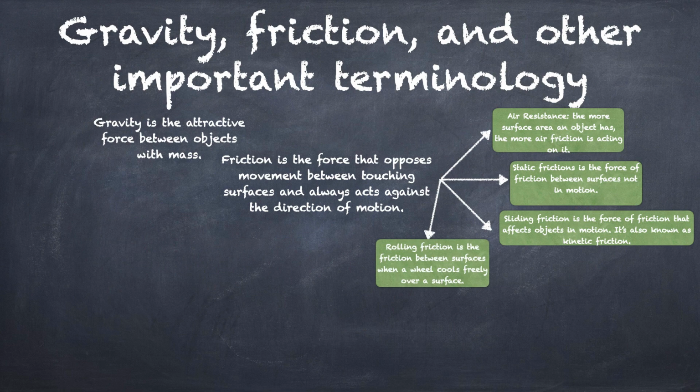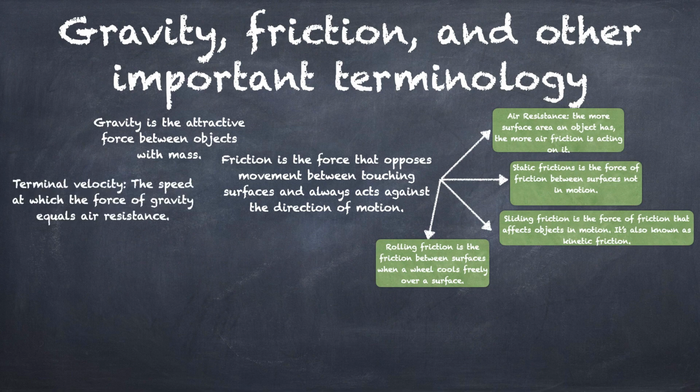Rolling friction is the friction between surfaces when a wheel rolls freely over a surface. Rolling friction can be easily exemplified. Cars are subjected to rolling friction when the tires move. Carts in stores are subjected to rolling friction when they are moved around. Rolling friction is significantly less than sliding friction, which is why it is easier to move objects when they have wheels. Now, let's contemplate terminal velocity.